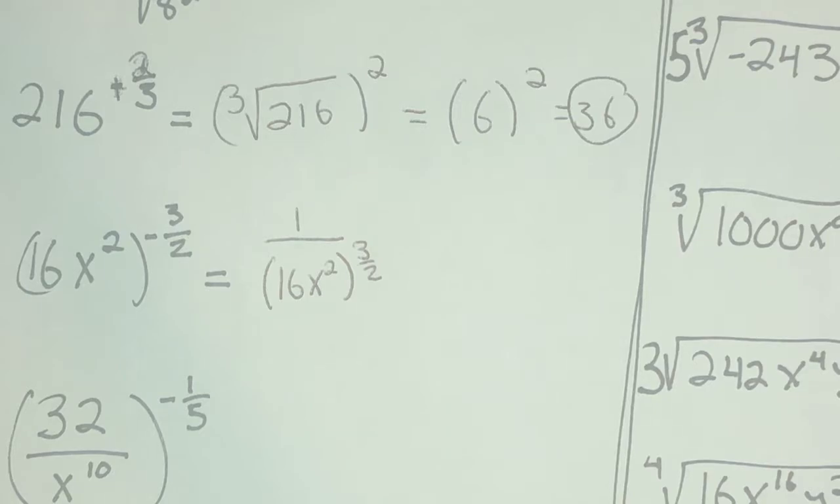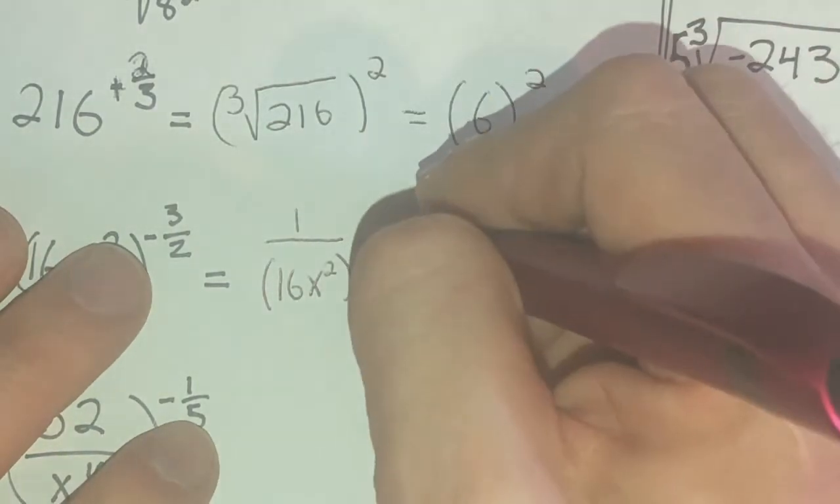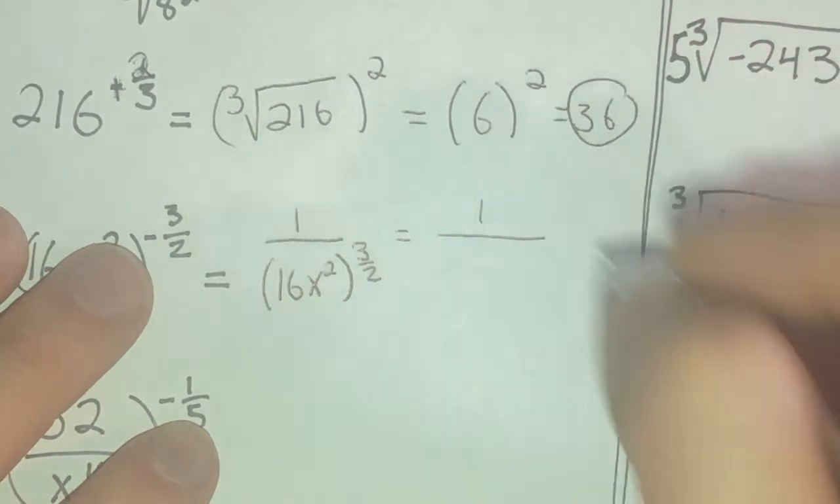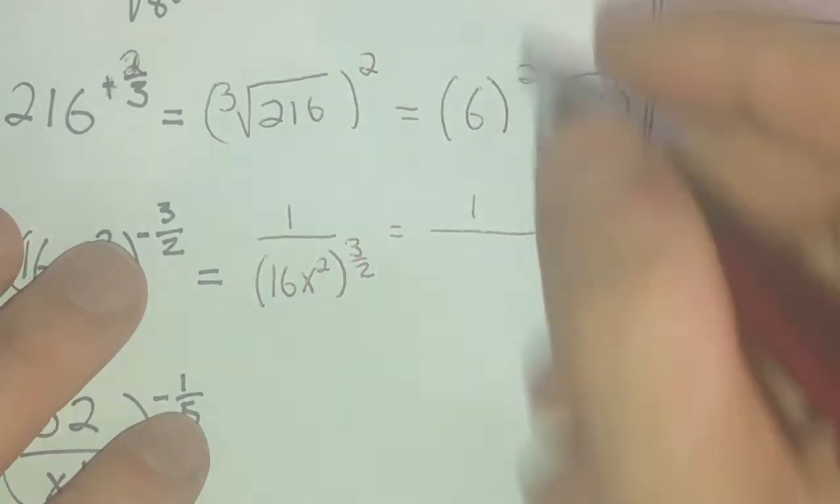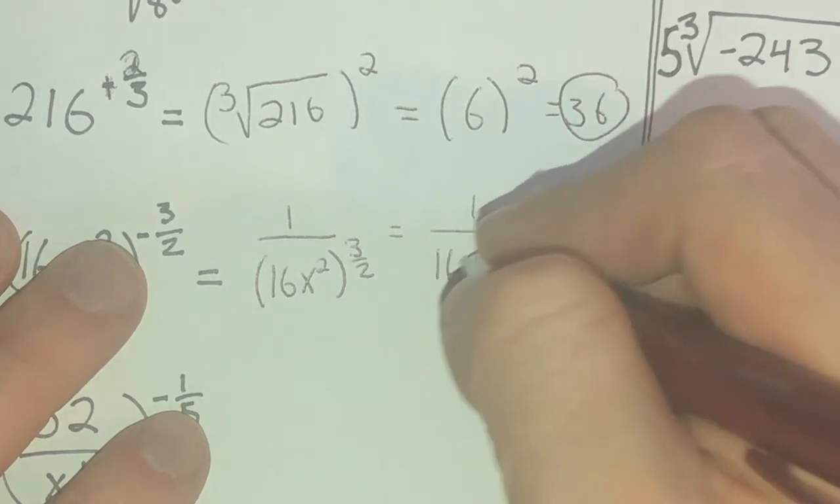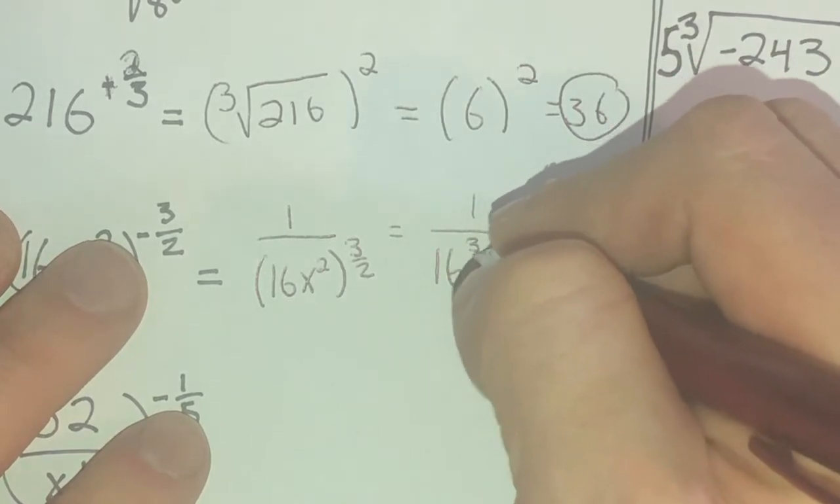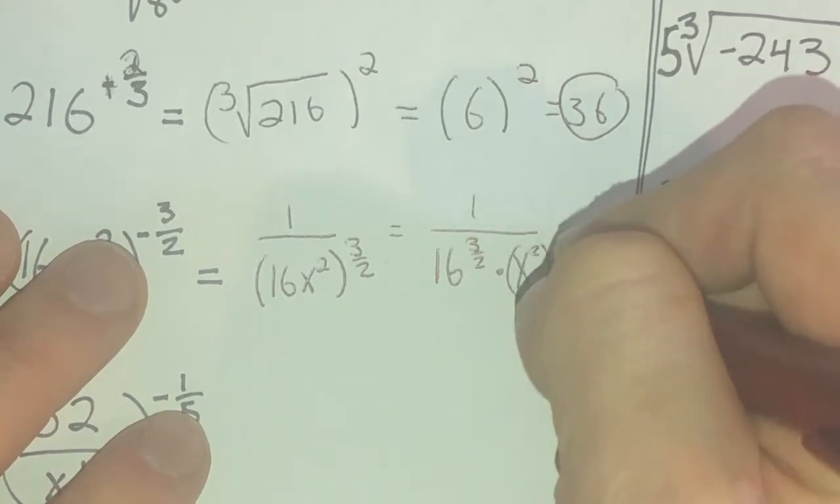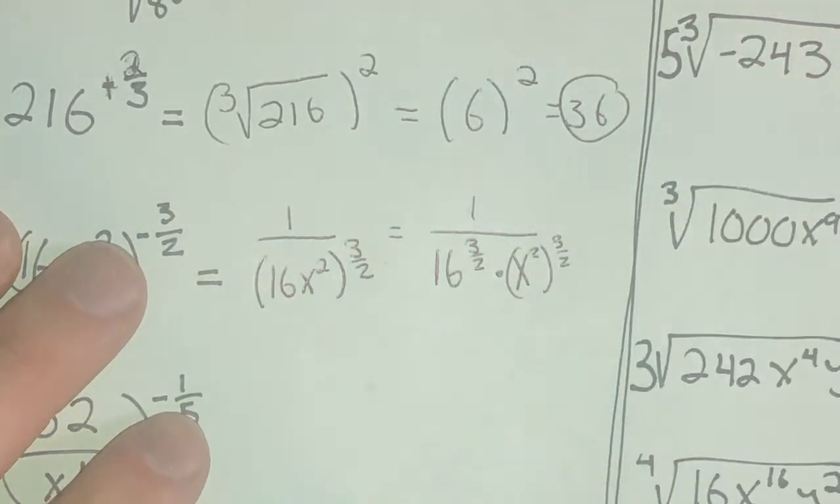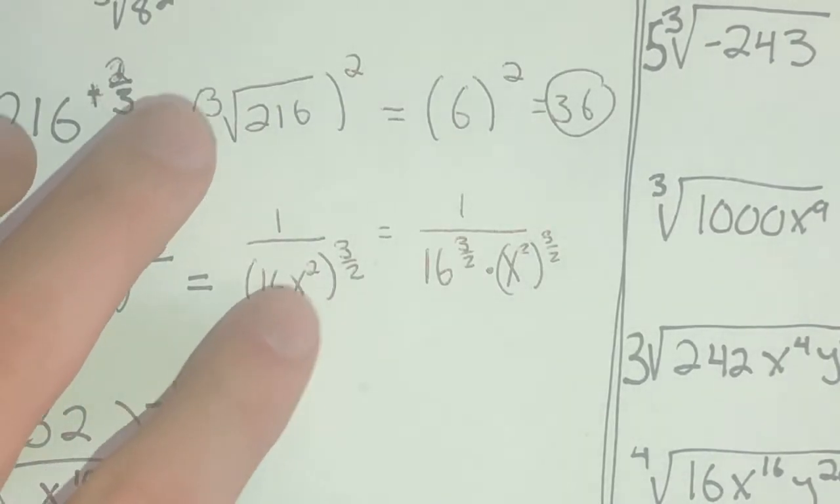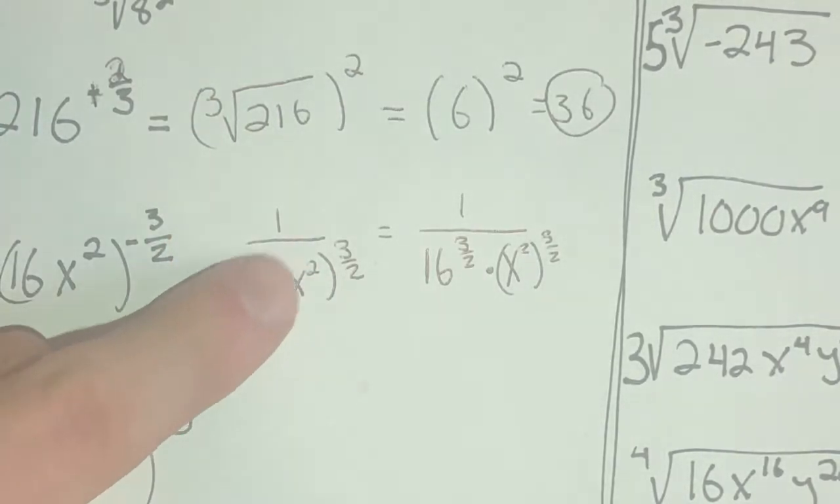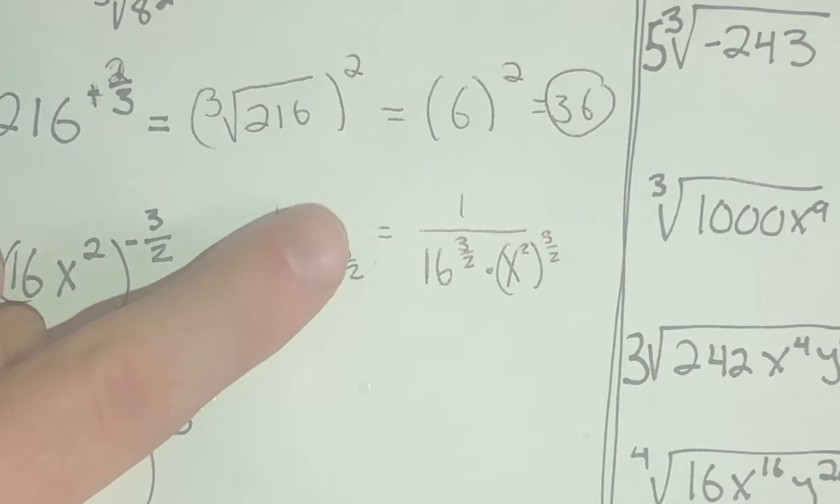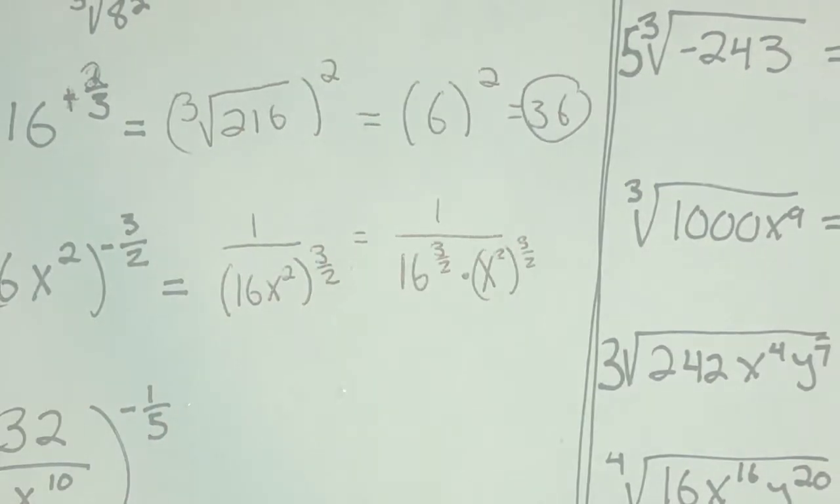Now, just like with any expression, you're going to do one thing at a time, right? This was one of the big misconceptions that we really hit on last year. So this is 16 to the 3 halves times x squared to the 3 halves, because in this case, you're doing a product to a power. You have to apply the power to the first thing and then to the second thing. So I have to do 16 to the 3 halves.